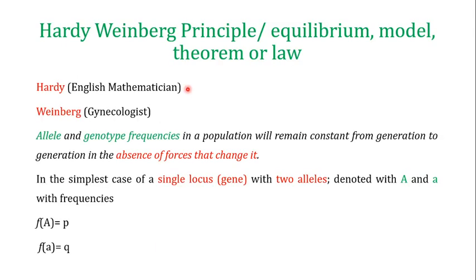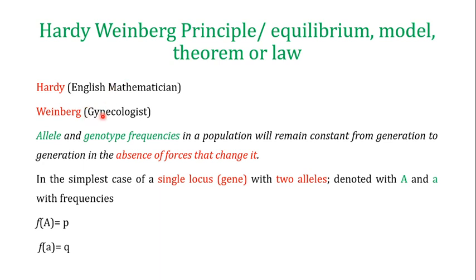One of the important principles in population genetics is known as the Hardy-Weinberg principle. It is also known as the Hardy-Weinberg equilibrium, or the Hardy-Weinberg model, theorem or law. All of them refer to one and the same thing, so you can simply call it the Hardy-Weinberg principle. This principle was given by Hardy, who was an English mathematician, and Weinberg, who was a gynecologist.